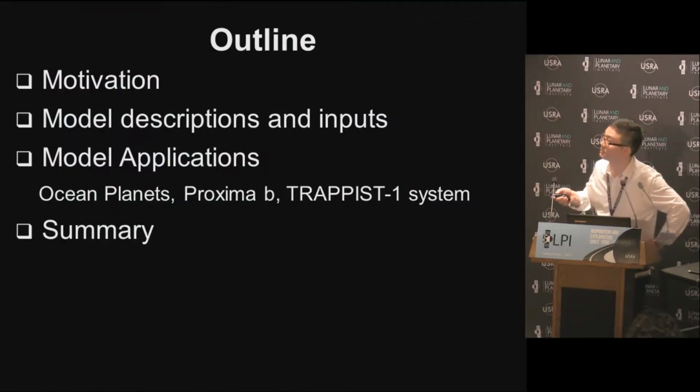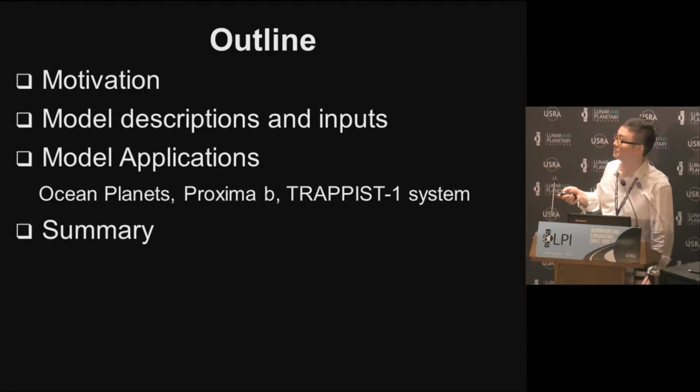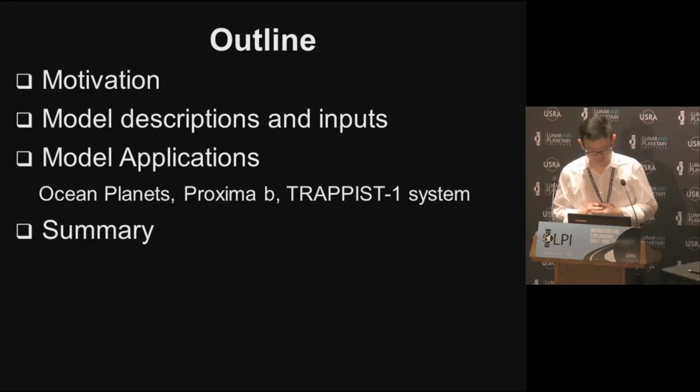First, I will talk about motivation, followed by model description and input. Then I will give you 3 examples: Ocean Planet, Proxima b, and the TRAPPIST-1 system. Finally, I will give you the summary.